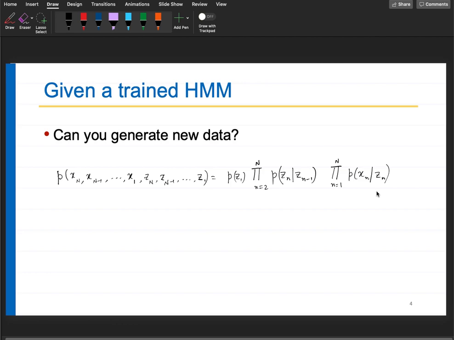We took this example. So let's see what we can do with this model. If a trained HMM is given to you, can you generate new data from it? How will you generate new data? How will you sample new data from this model? I've given you a model. Can you generate data from this model?